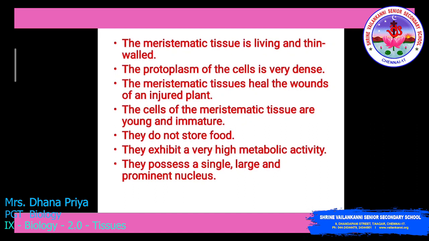How does the plant get injured? By humans or by animals. The animals and humans are dependent upon the plant for food, right? Because it is a producer. So when we cut or when we pluck the leaf or when we break the stem, what happens? That is an injury which has happened to the plant.